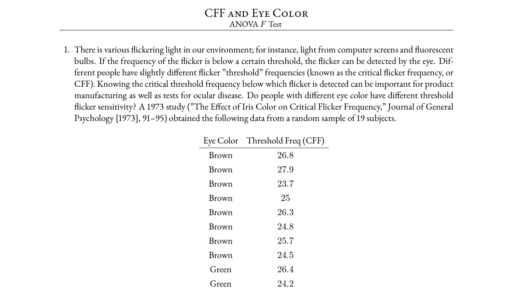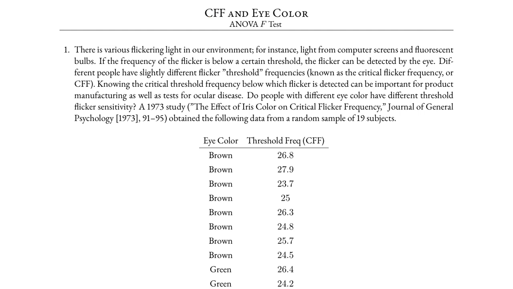There is various flickering light in our environment, for instance, light from computer screens and fluorescent bulbs. If the frequency of the flicker is below a certain threshold, the flicker can be detected by the eye. Different people have slightly different flicker threshold frequencies, known as the critical flicker frequency or CFF.